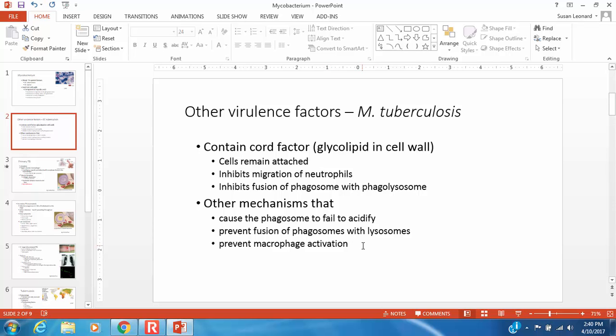And also macrophage activation. Remember, when macrophages are activated, they get bigger and they get better at killing organisms. So the Mycobacterium tuberculosis can actually prevent that activation in some cases, which gives it a better chance of surviving inside that macrophage.